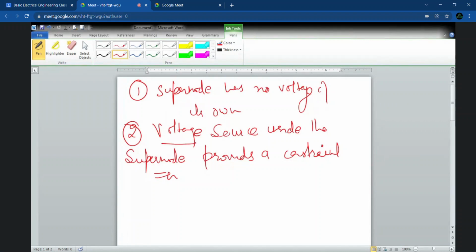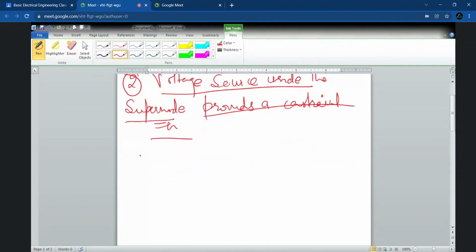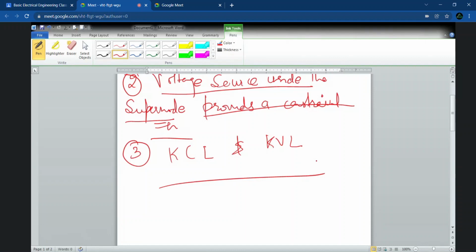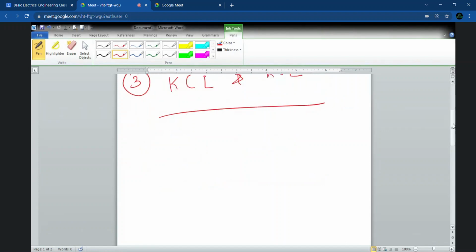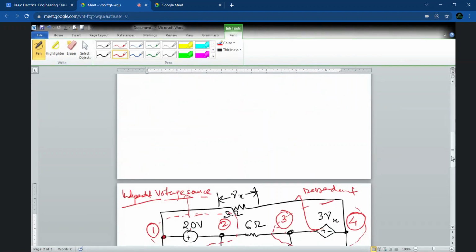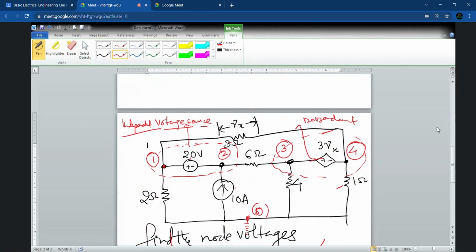Similarly, we will be having the voltage sources inside the supernode. They will be providing us one more equation, that is third equation will be of the supernode. And what is the third one? For solving the supernode, we will be requiring KCL as well as KVL. Is this much clear to everybody? Now we will be using these three properties on this particular problem. Is it clear to everybody? Yes, ma'am.